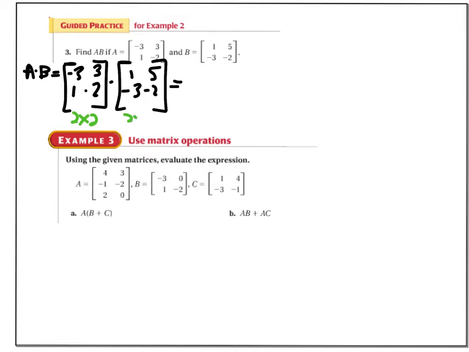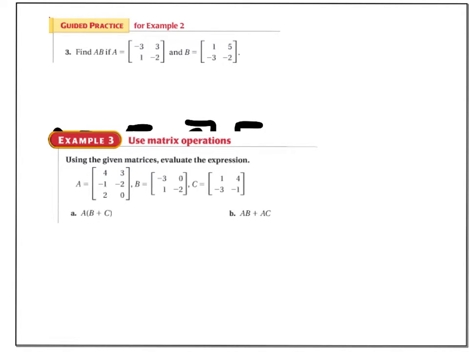Just quick, you don't always have to write it down, you can do it in your head, but it's a 2 by 2 times a 2 by 2, and my inner numbers match. Okay, these match, so I know I can do it, and then my outer numbers tell me I will get a 2 by 2 answer matrix. And I'm going to leave it a little wider this time because I'm going to actually put the numbers in. But when you get really good at this, you can leave out this middle part.